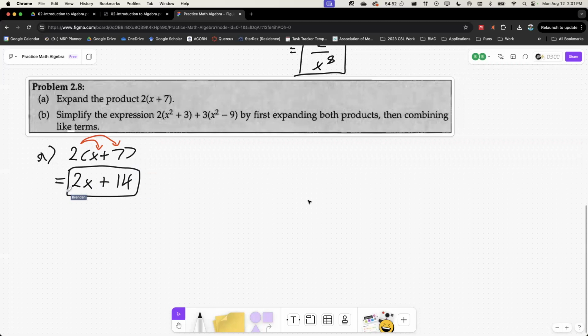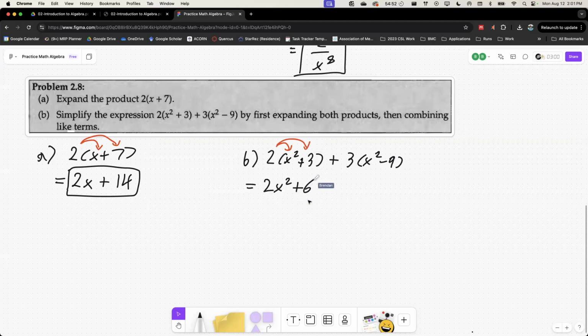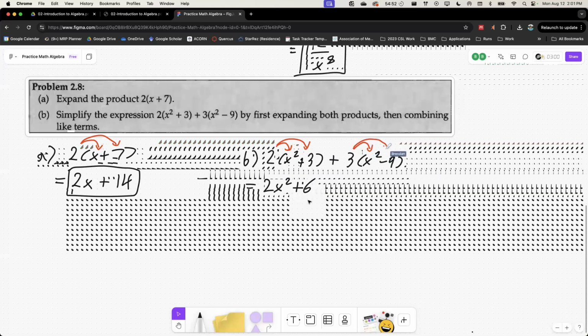Now for B, it's a little bit more complicated, but it's actually just more of the same. The final step is basically we need to combine the like terms. But before we do that, we have to expand both of the products. So starting off with 2(x squared plus 3), added to 3(x squared minus 9). What we want to do is multiply in that 2 to the x squared and the 3. So what we get is 2x squared plus 6.